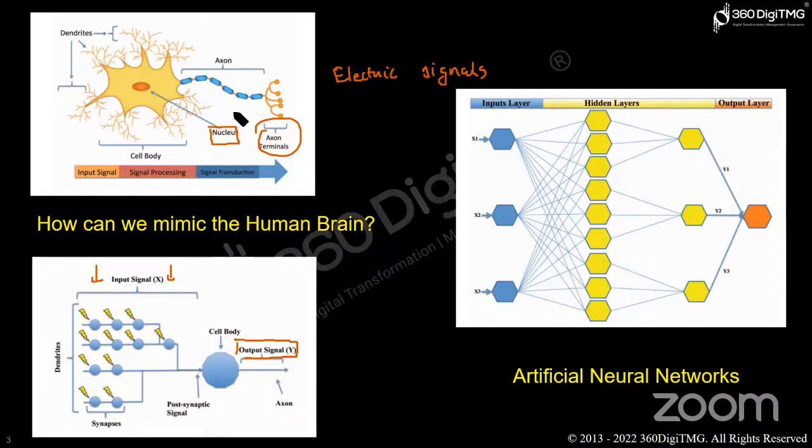All right. So then we try to mimic it. We mimic it using artificial neurons.